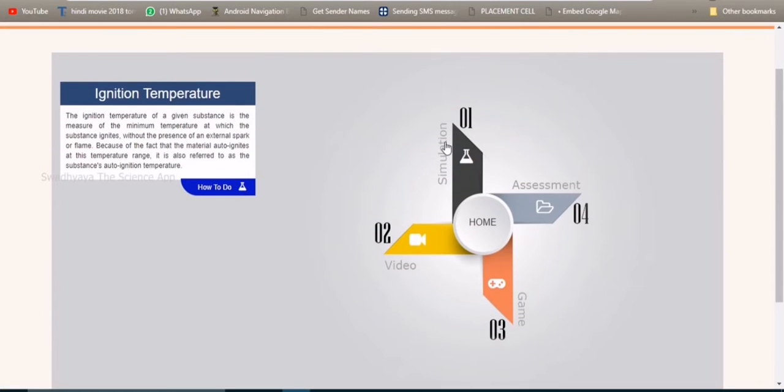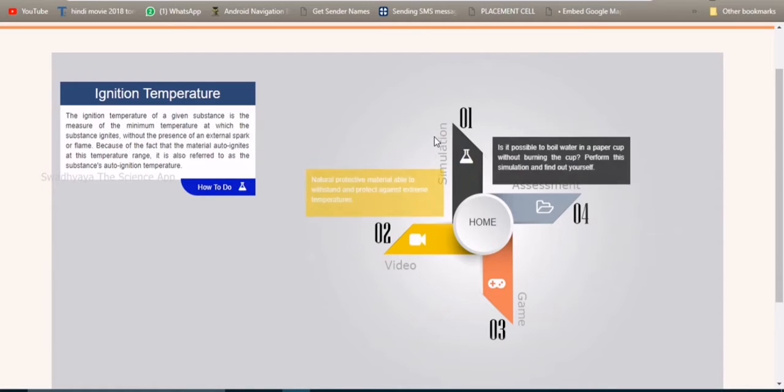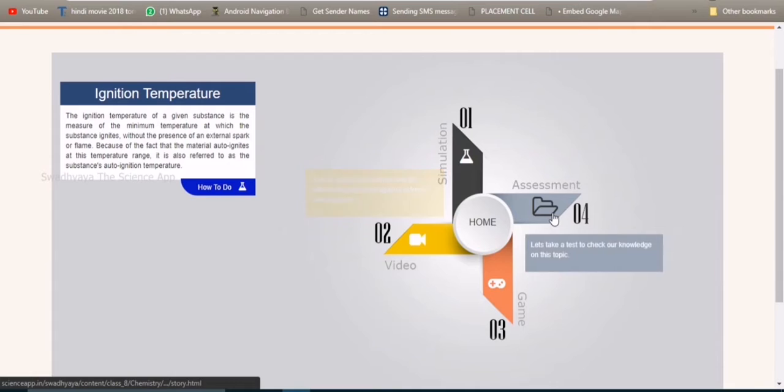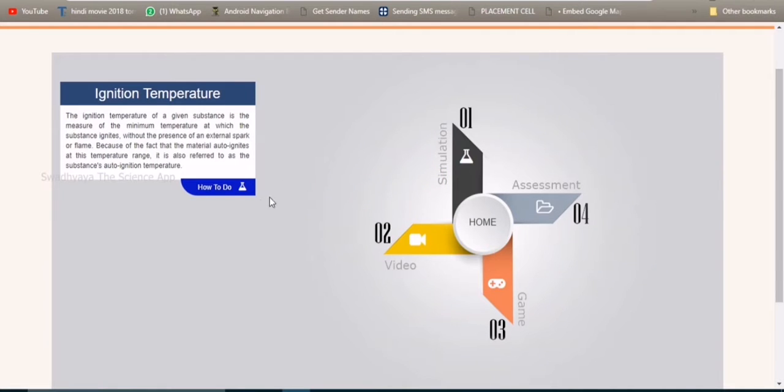When I select the topic, ignition temperature, we can see four sections. The first one is simulation, the second is a video, the third is a game, and the fourth is assessment. Here we have one instruction telling what the topic is.